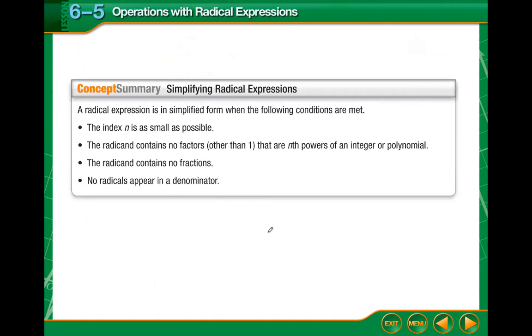So here is a checklist for simplifying radical expressions. The index n is as small as possible. The radicand contains no factors other than 1 that are the nth powers of the integer or polynomial. The radicand contains no fractions, and no radicals appear in the denominator.